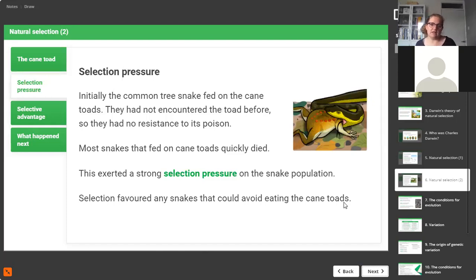Initially, the common tree snake fed on the cane toads. They hadn't encountered these toads before, so they had no resistance to its poison. So what happened was that most snakes that then fed on the cane toads quickly died. This exerted a really strong selection pressure. So again, this is another key part when we talk about natural selection: a selection pressure on the snake population.